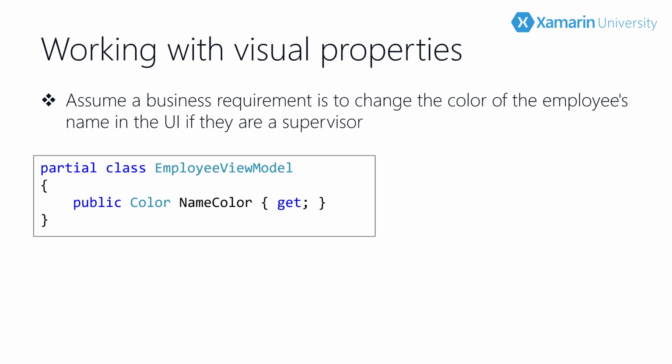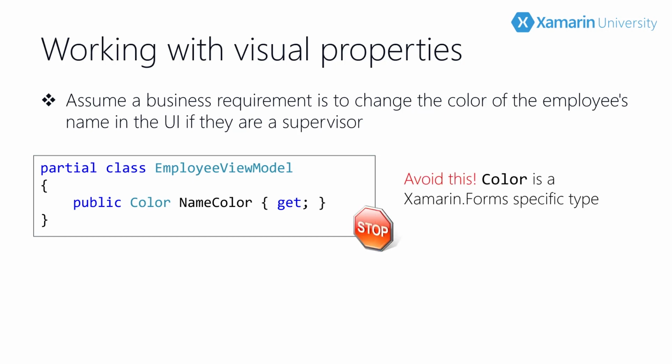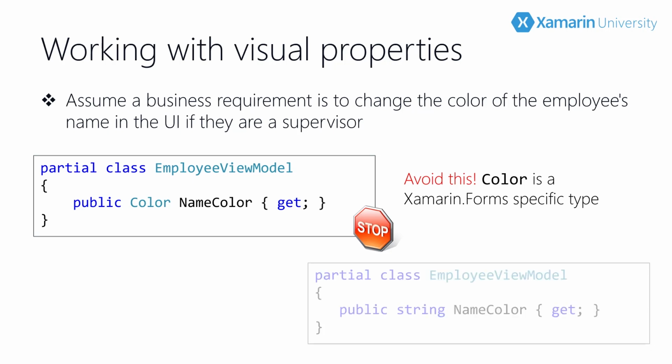Well, the problem with this approach, though, is that color is a UI-specific property type. And we'd like to avoid this because, first of all, it ties our ViewModel to Xamarin.Forms, which makes it harder to unit test and harder to reuse if we ever decide to move to a different UI platform with this code, but also because color is still a view responsibility.